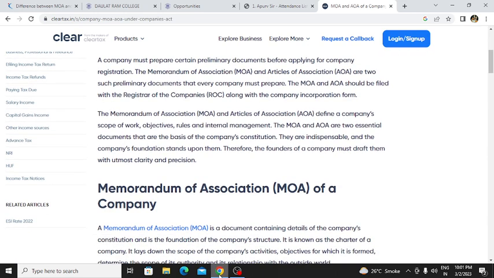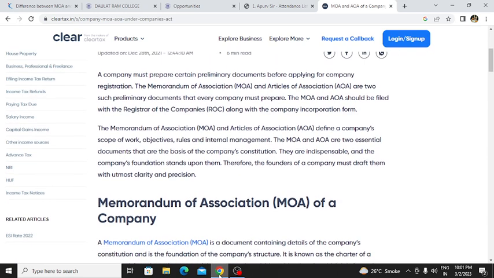So MOA and AOA are basically types of documents, and they are mandatory documents for a company to maintain. Before incorporation, they will be submitted to ROC. The MOA contains all the information regarding the constitution of a company, right? But the AOA contains all the information related to rules, regulations, appointments, resignations, etc.